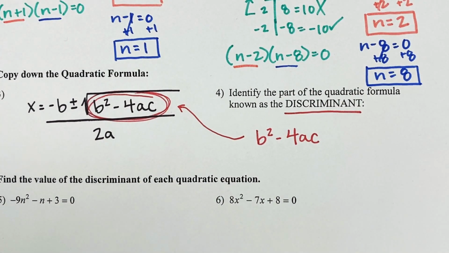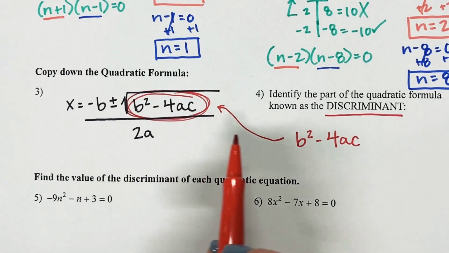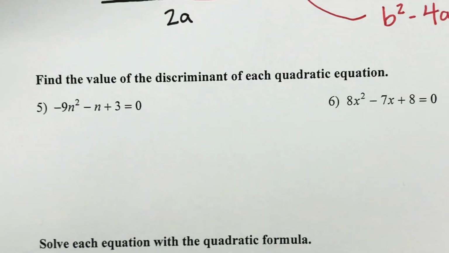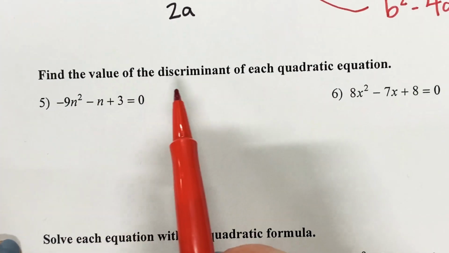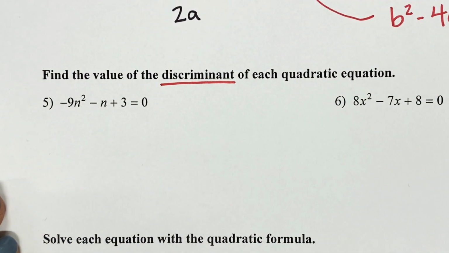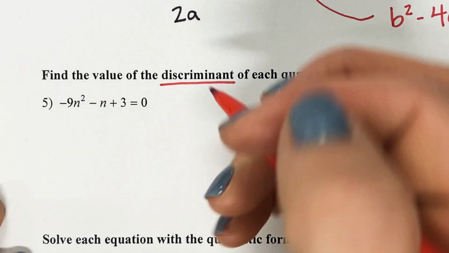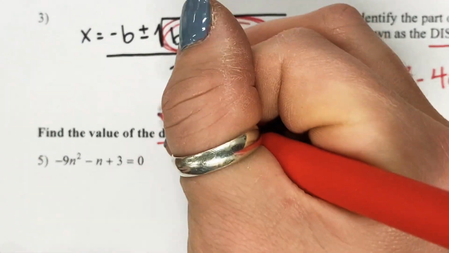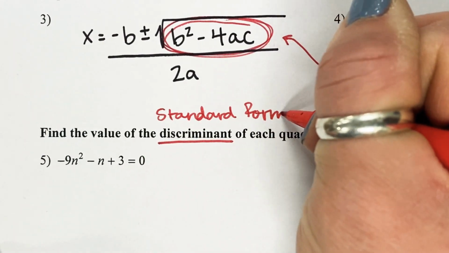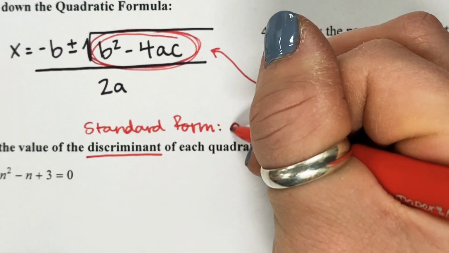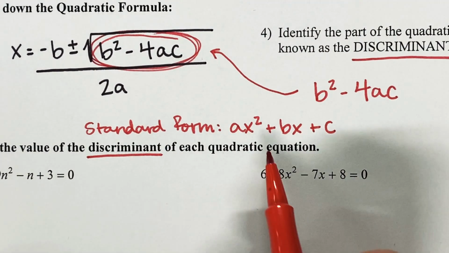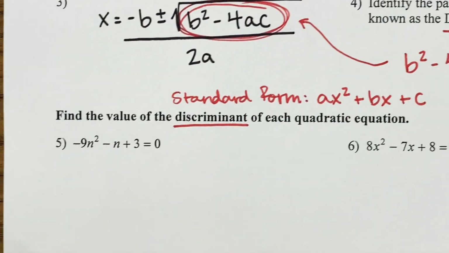Okay, awesome. So now that we know these two formulas, we can go ahead and solve 5 through 8. Number 5 is asking us to find the value of the discriminant, so we're just solving for the discriminant of each quadratic equation. Remember standard form. In fact, write this note on your paper. All these quadratics are written in what's called standard form, which is ax squared plus bx plus c. So we have some a's and b's and c's in here.